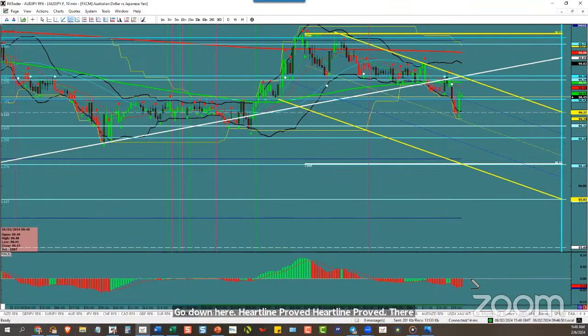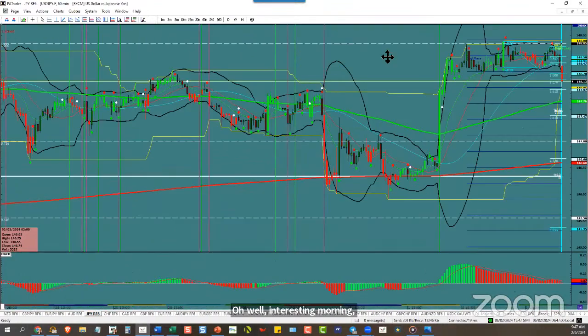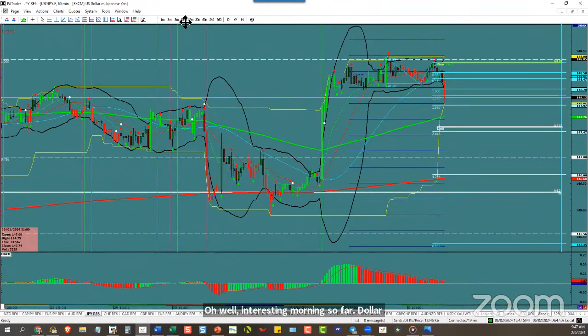All right. Can't trade it, unfortunately. Well, interesting morning so far. Dollar yen, you're going to go. There she goes.